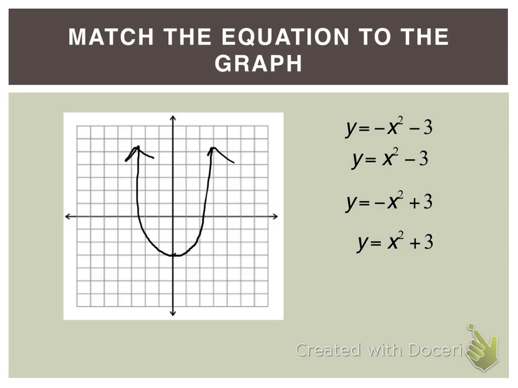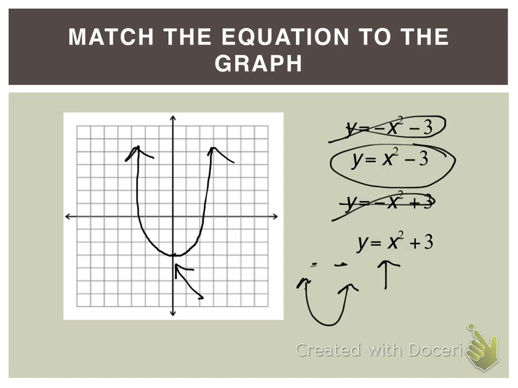Okay, match the graph to the equation above. Or the equation to the graph. So now I have the smiley face. See how it makes a smiley face in this graph? Okay, so that means it's going to be a positive in front of my x squared, and it is down at negative 3. So I'm going to x out all the ones that have negative x squared, and I know it's down at negative 3. So this is my answer, because if I plug in 0 for x, I'm going to get negative 3 as my y-intercept.